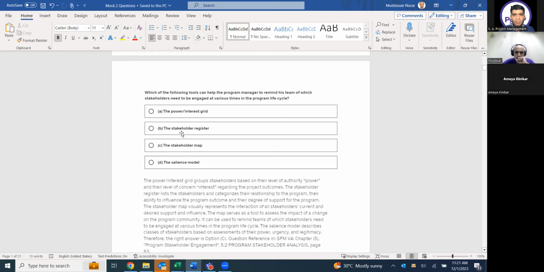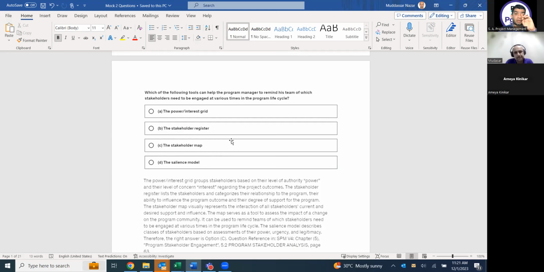The stakeholder register just identifies stakeholders. Yes, it's not a tool, it's a document. The stakeholder map is an output. No, again, no. The stakeholder map and power interest grid were the tools that we use to analyze the stakeholders.